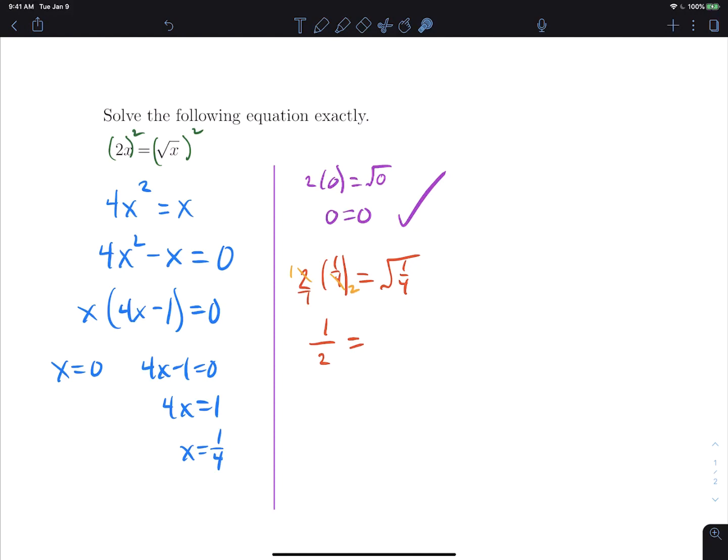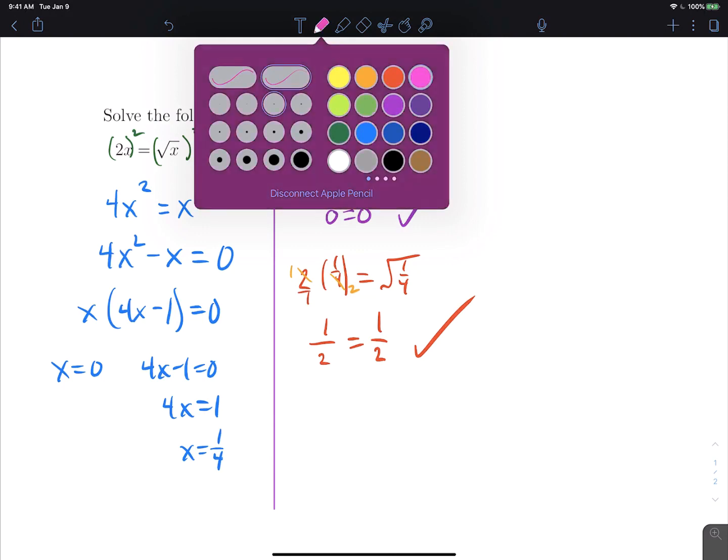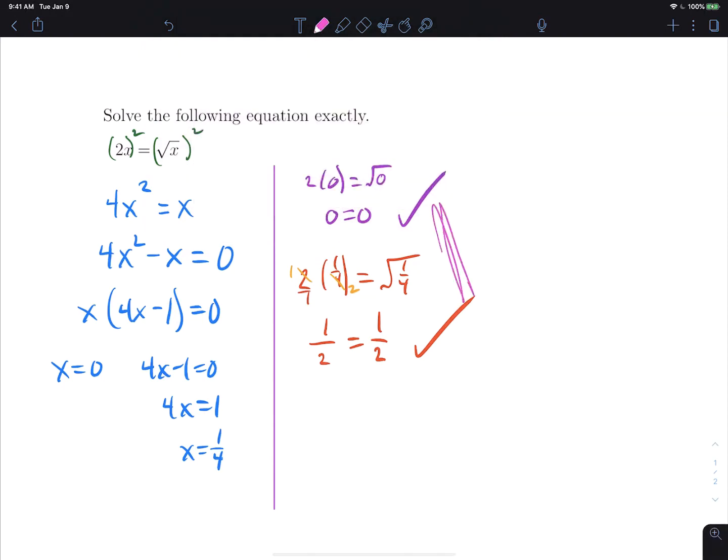For the right-hand side, take the square root of each one individually. Square root of 1 is 1. Square root of 4 is 2. And oh, look, we have 1/2 equals 1/2, and as far as I can tell, that's true as well. So what's important to understand here is that both of these actually were solutions. So that tells me that x equals 0 and 1/4 are both solutions.